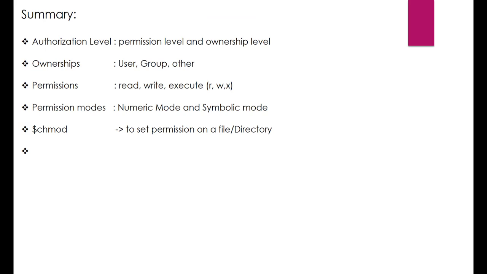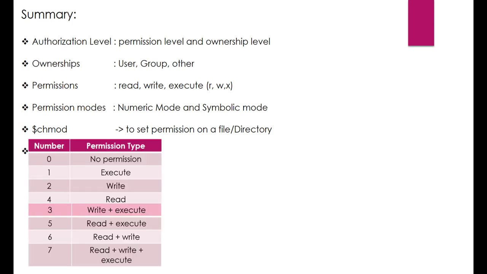We have discussed 2 kinds of authorization level, permission level and ownership level. In an ownership level, a file can have a user, group and other ownerships. And all of these 3 ownerships can have read, write and execute permissions. And those will be represented by R, W and X respectively. There are 2 kinds of permission modes, numeric mode and symbolic mode. You can use either of these modes to set a permission for a file or directory. Chmod is the command which you can use to set permission on a file or directory. You can use these 0 to 7 numbers in order to set permission on a file or directory in numeric mode.